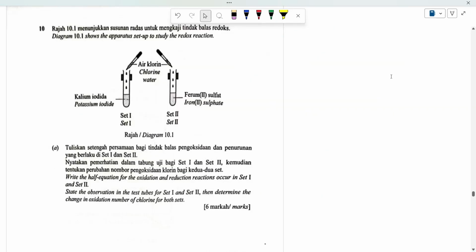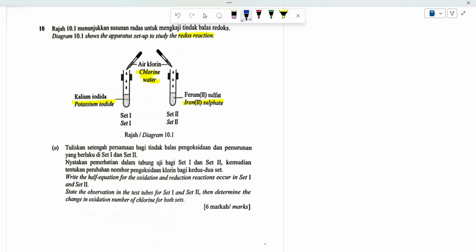Okay, we look at question number 10. The diagram shows the study of the redox reaction. You see here, this chemical, chlorine water, is put into set 1, potassium iodide, and set 2, iron(II) sulfate solution. Like this case, you should know one must be oxidation, one must be reduction. So roughly it will be like this.